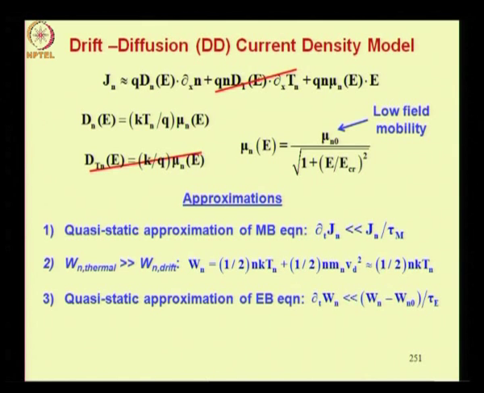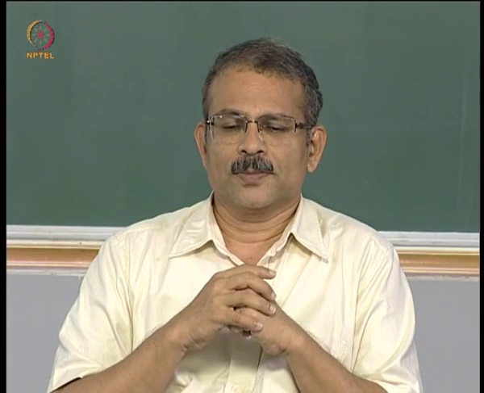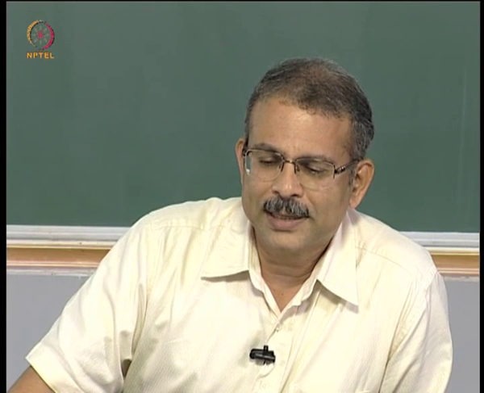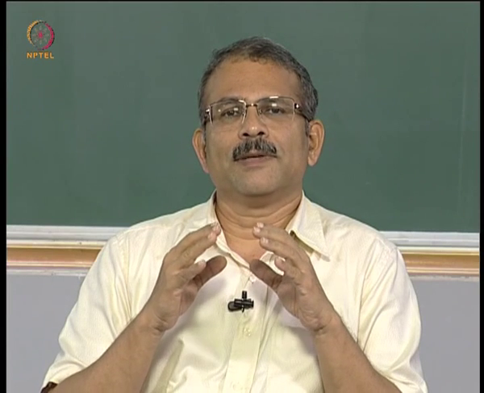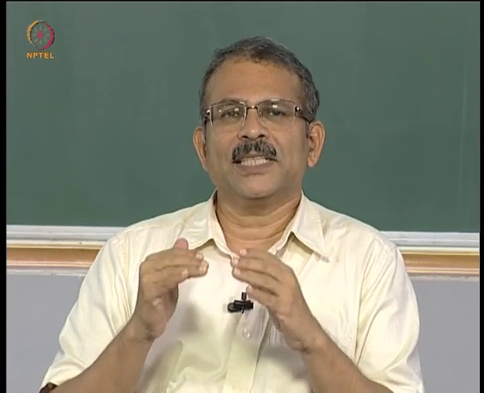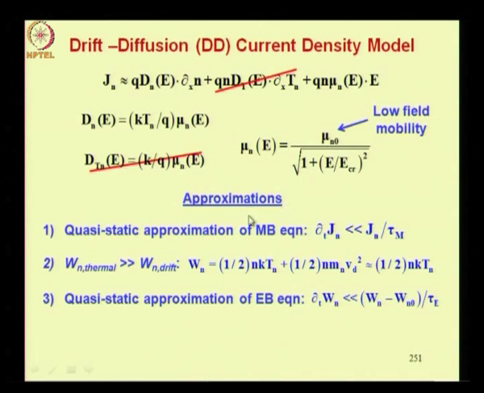Now let us look at the drift diffusion current density model. This is a further approximation of the drift diffusion thermoelectric current expression. So here you find that the thermoelectric current term is neglected and so correspondingly you do not require the expression for the thermal diffusivity. Now the series of approximations for achieving this are the same as the approximations that we did for drift diffusion thermoelectric current plus an additional approximation related to the gradient of the carrier temperature. So these are the approximations listed here.